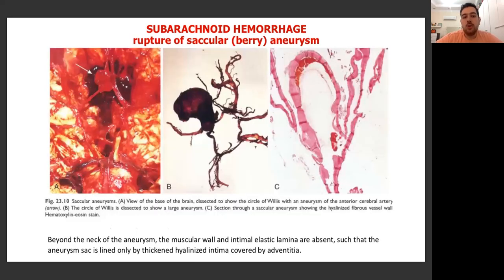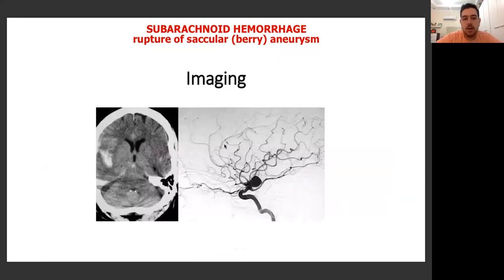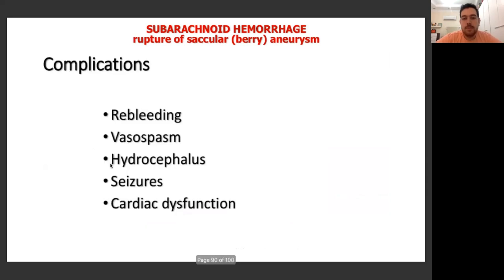This is just pictures showing you berry aneurysms, and they are telling you that they are weak because there are some layers that are missing inside these aneurysms, so they are prone to rupture. This is again just a picture of a berry aneurysm here and there.